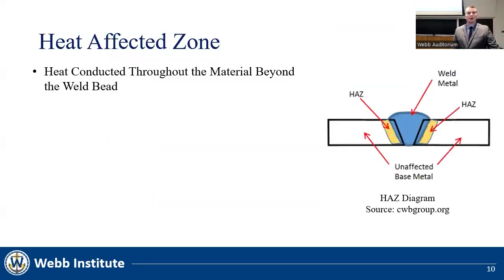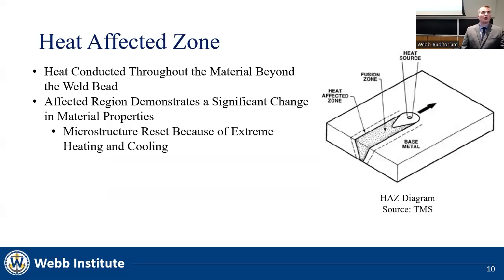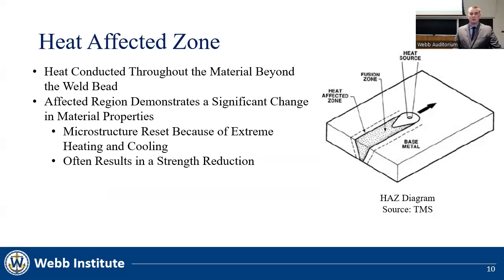Switching gears into the theory, let's discuss what the heat-affected zone is. It describes heat conducted throughout the material beyond the weld bead. The affected region demonstrates a significant change in material properties, and this is due to the microstructure being reset from the extreme heating and cooling cycles. This also results in a strength reduction. At this point, thermal diffusivity usually pops up into the conversation, which is the measure of thermal conductivity divided by density and specific heat capacity while remaining at constant pressure. In more layman's terms, it's the rate of heat transfer within a material.